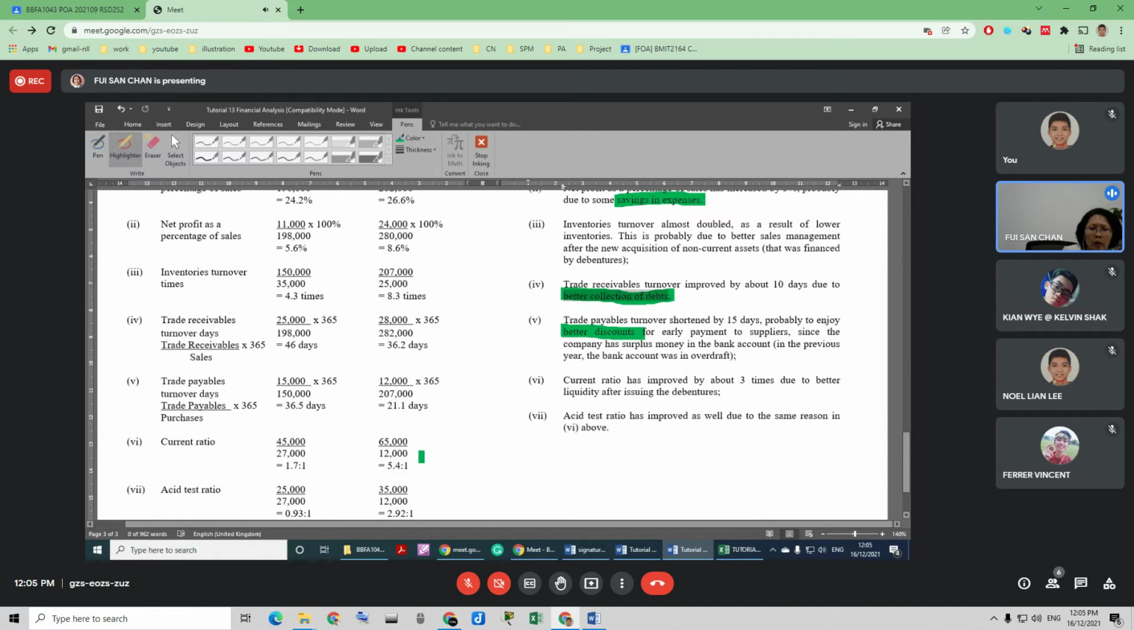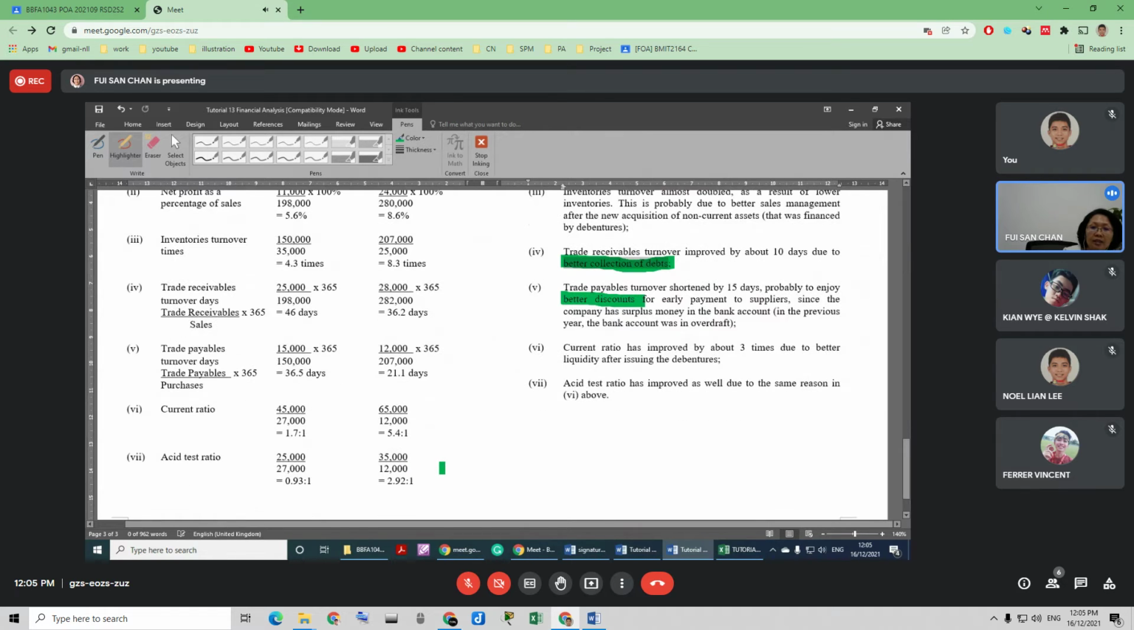Okay, current ratio and quick ratio. Current ratio has improved by 3 times, improved due to better liquidity after issuing the debenture. But I would say it is not encouraged to have it too high. Acid test ratio has improved as well, due to the same reason as above. These two explanations are actually very, very similar.